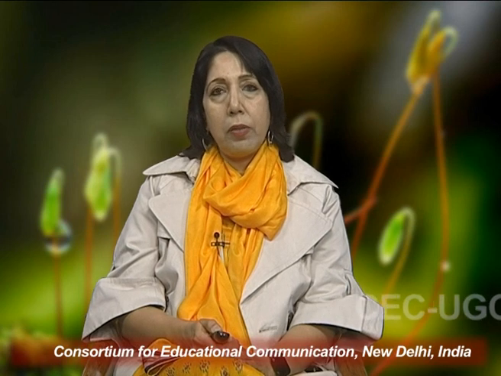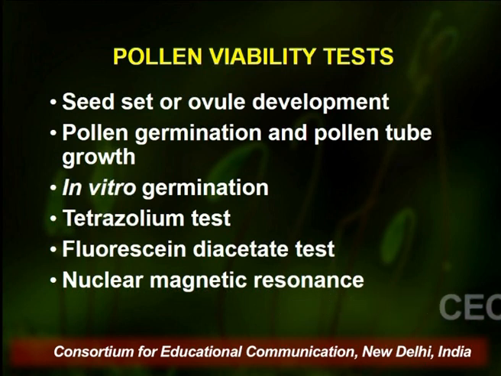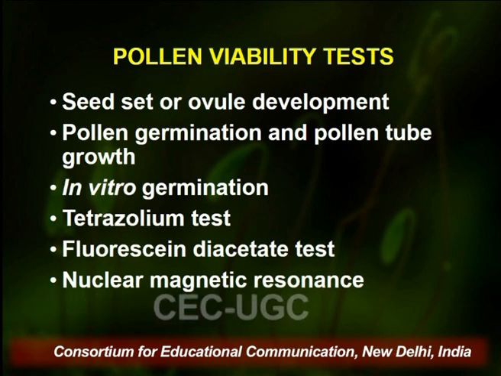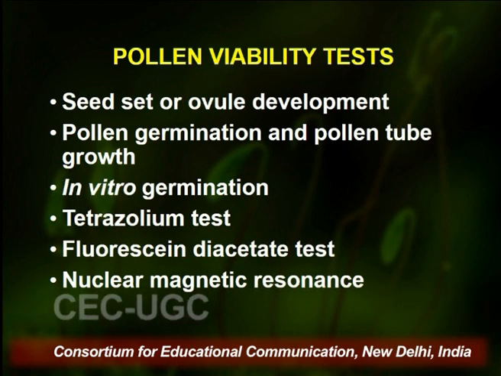There are certain tests of pollen viability by means of which we can know whether the pollen are able to effect fertilization or the pollen will just germinate and the fertilization will not happen. The first and the foremost is the seed set or the ovule development, which we can see in the natural environments as well. Then there is pollen germination and pollen tube growth. Third is in vitro germination. There is the tetrazolium test, the fluorescein diacetate test, also called the FCR test, and nuclear magnetic resonance.